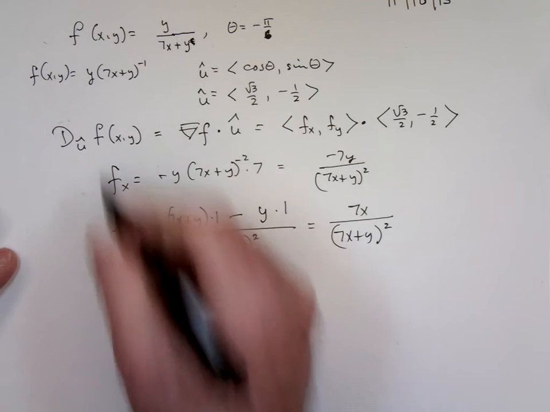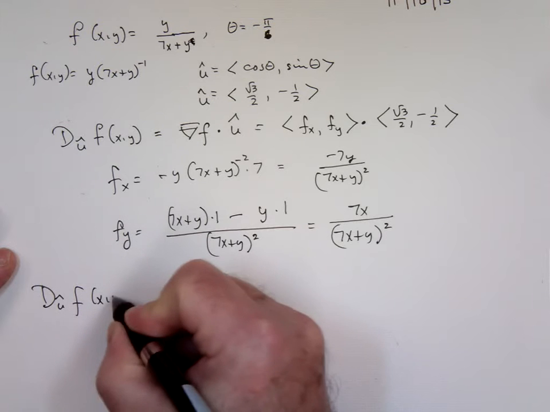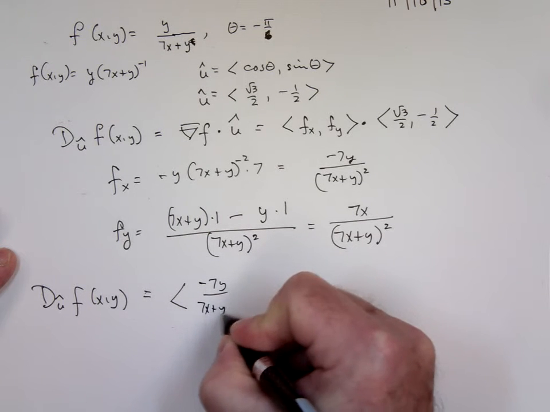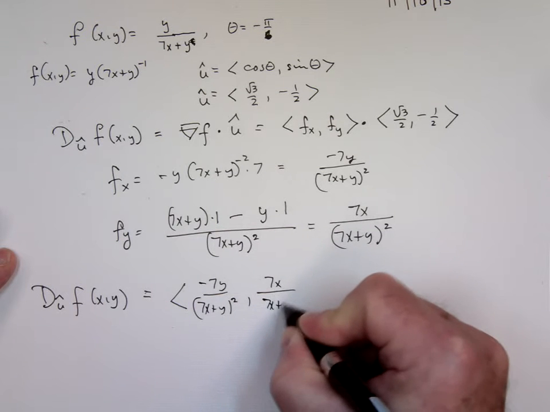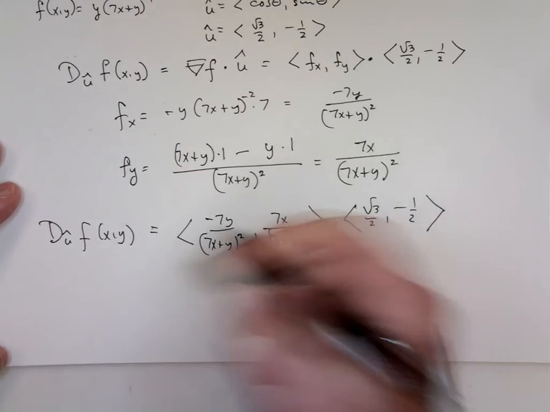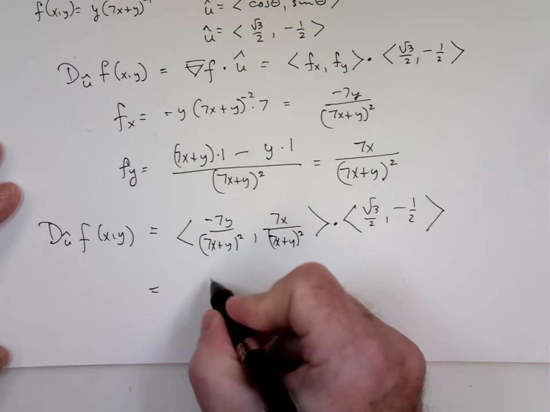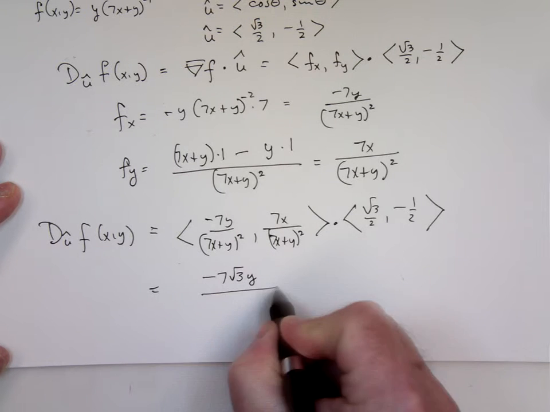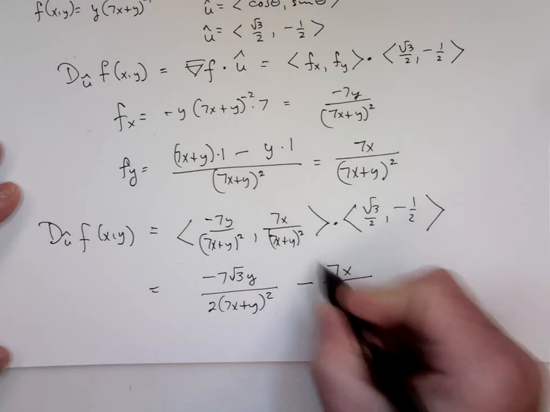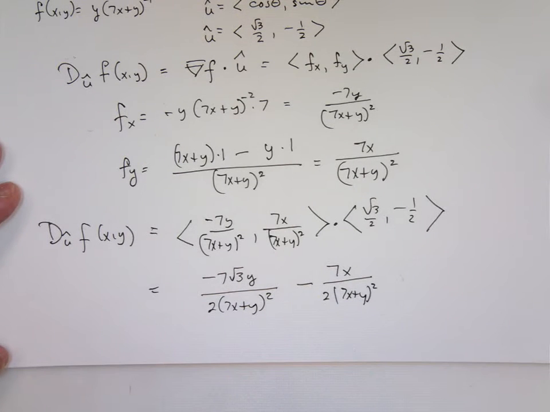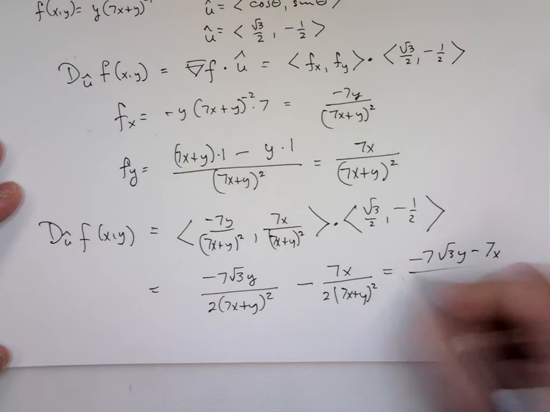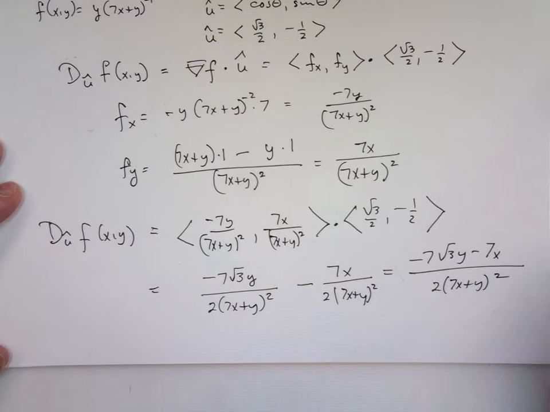So here's our directional derivative in the direction of that unit vector for our function: it is equal to this dot product, negative 7y over (7x plus y) squared, 7x over (7x plus y) squared, dot square root of 3 over 2, negative 1/2. Pain in the neck this is. Then multiply this, so we get negative 7 square root of 3 y over 2(7x plus y) squared, minus 7x over 2(7x plus y) squared. Well, that's kind of nice. We get the same denominator. So we end up with negative 7 square root of 3 y minus 7x, all over 2 times (7x plus y) squared. Wow.